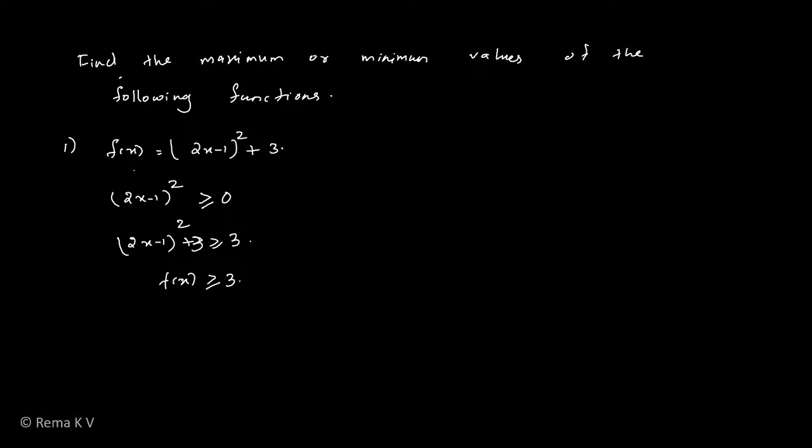Whatever be the value of this x, it is always greater than or equal to 3. What is the meaning of this one? The minimum value of the function is 3. All other values of this f of x are greater than 3. So the minimum value of the function is 3.